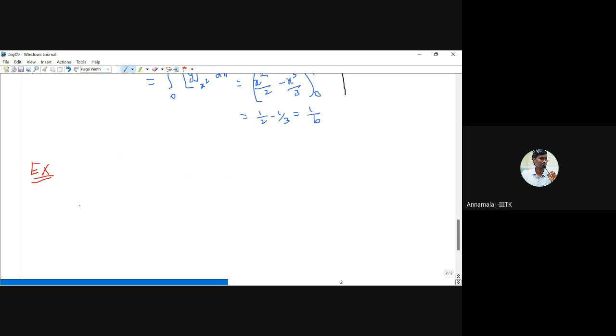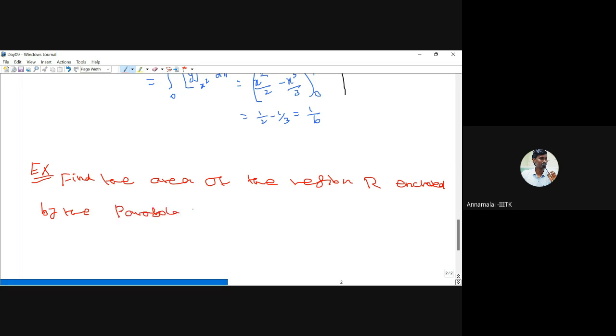So find the region R. Okay, maybe I can write. Find the area of the region R enclosed by, or bounded by, the parabola y equal to x square, and then the line y equal to x plus 2.